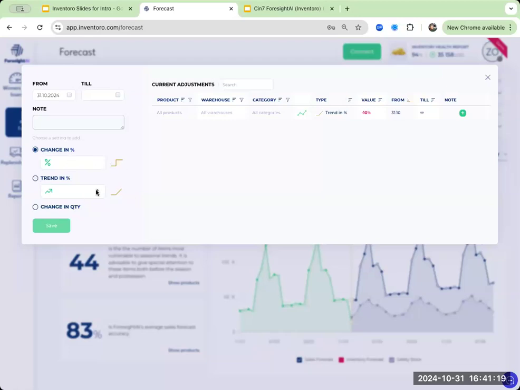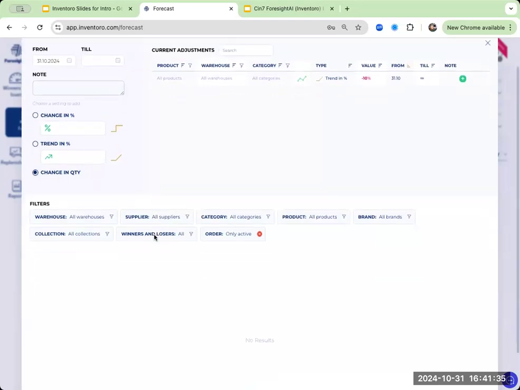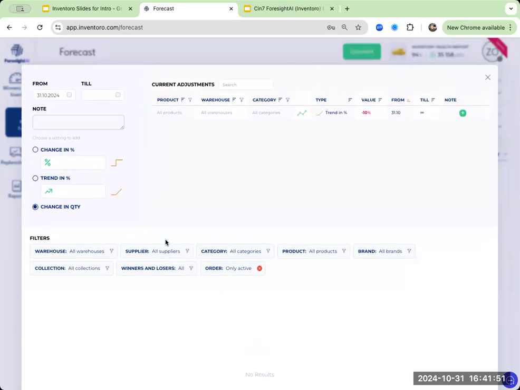Trend and percentage would be something a little bit more longer term, such as pairing with a new larger distributor and/or opening up a new store. So you have a longer term, bigger business decision at play. And then a change in quantity. You can actually get pretty granular with what section you want to section out into being impacted by a future state. So whether it be a certain category, a certain supplier, or even just a specific SKU in general, if you're going, say, viral on TikTok.